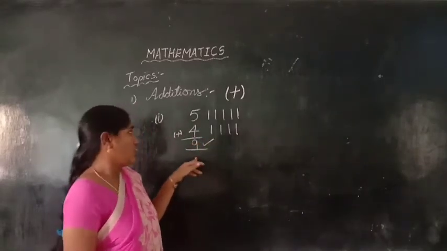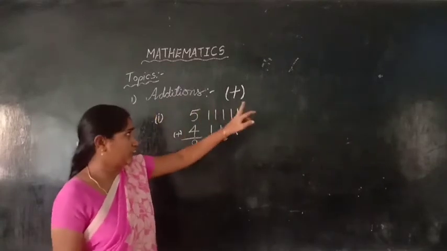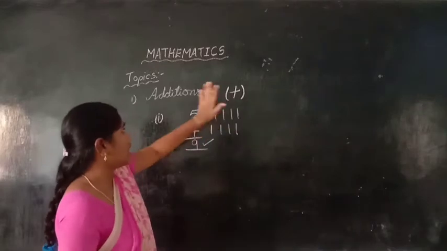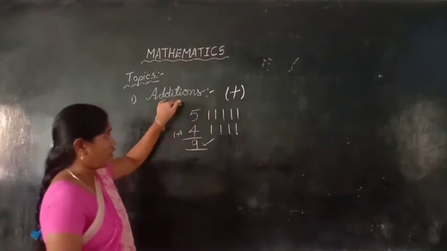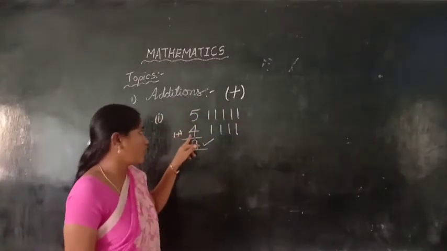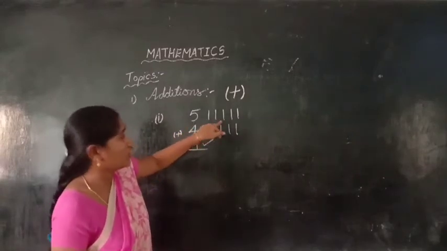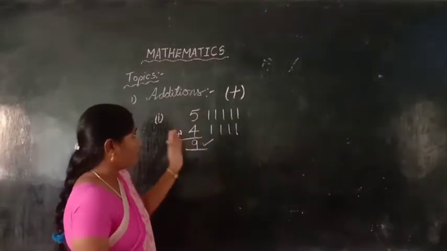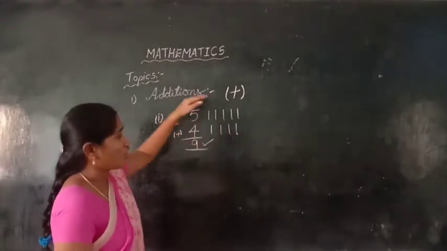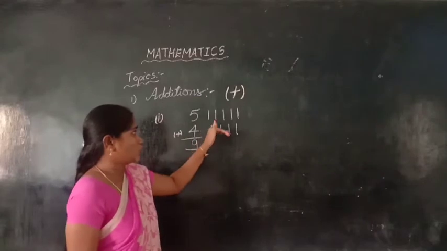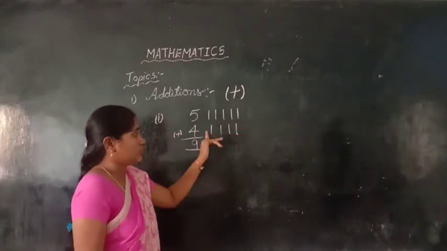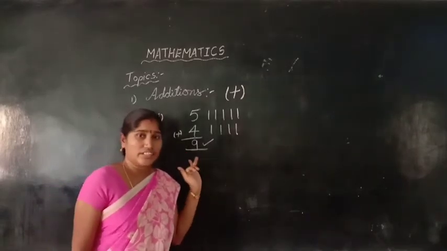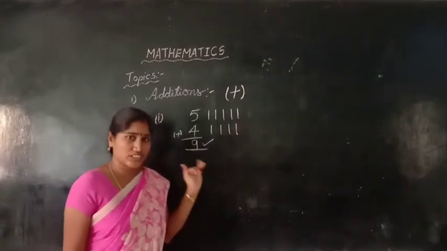Understand children? Now we did addition. It is called plus. Plus is the symbol of addition. First 5 plus 4. We took 5 dots and then took 4 dots. After we add the total dots, we count 1, 2, 3, 4, 5, 6, 7, 8, 9. So 9 is the answer. Understand children how to do the addition?